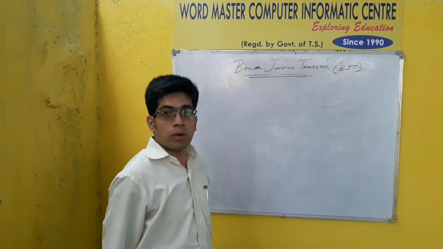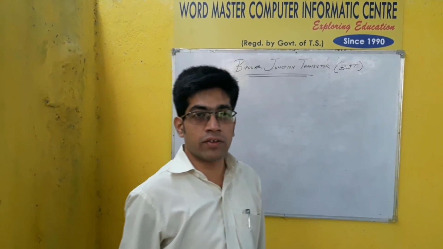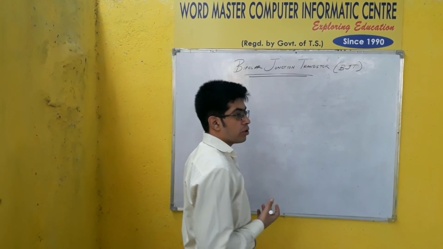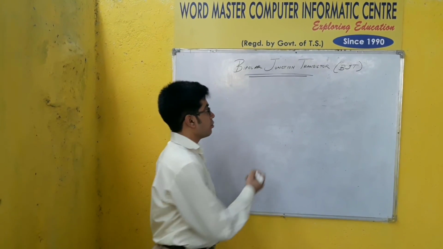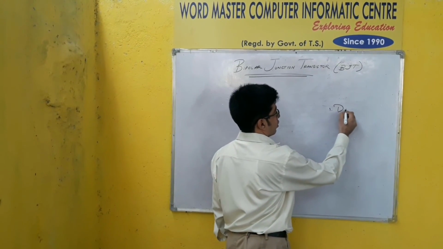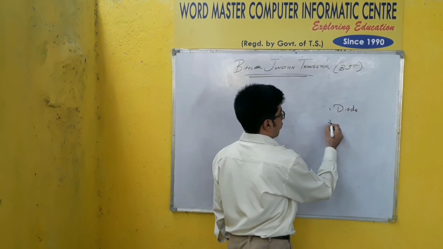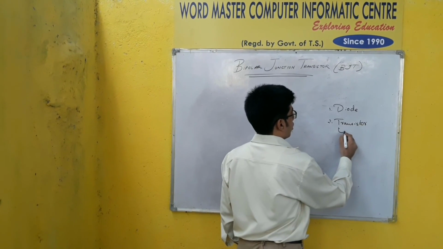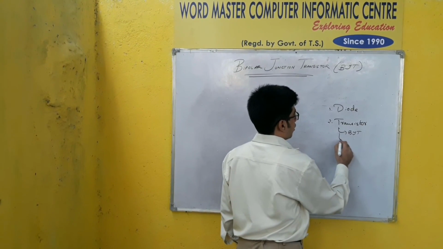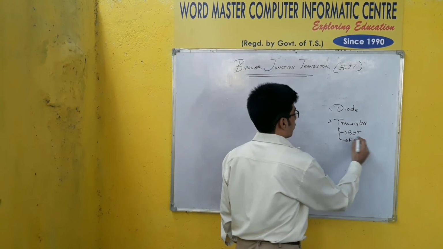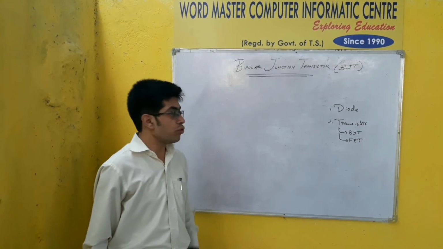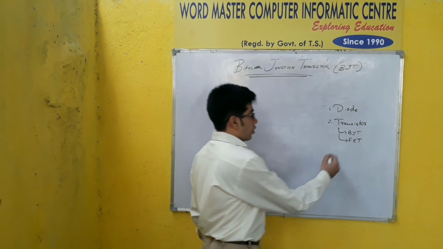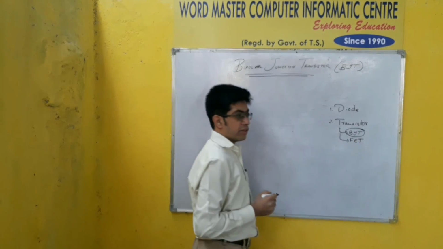Today's class is about bipolar junction transistor, abbreviated as BJT. Before proceeding towards BJT, let's see some examples of semiconductor devices, that is nothing but firstly diode, second one transistor. In transistor, you have BJT and you have FET. So these are the majorly used semiconductor devices in analog electronics. So today we are going to cover bipolar junction transistor.